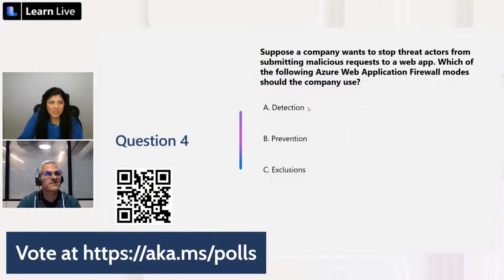And we come to the knowledge check section. So let's get started. You can use your phones to look at the QR code and try to answer this question. We'll have 1 minute to complete this question. Basically, we want to stop threat actors from submitting malicious requests to the web application. Which mode should the company use?